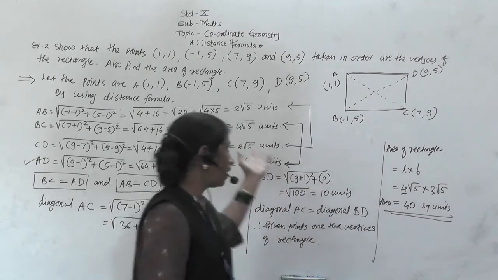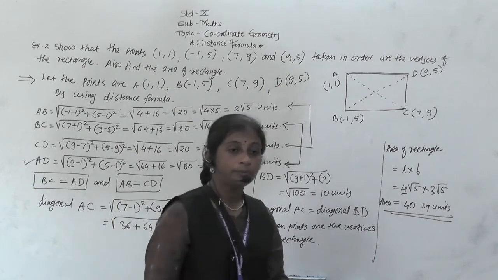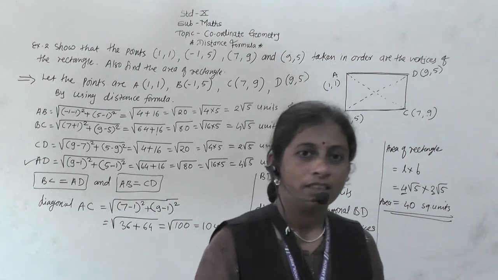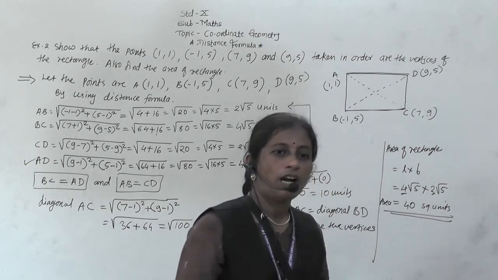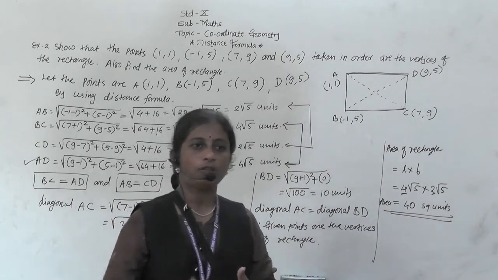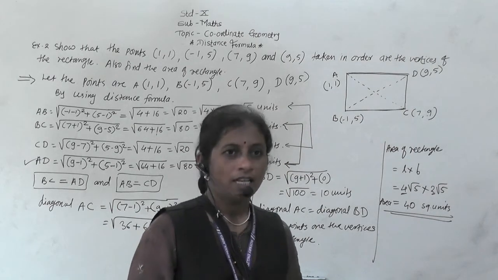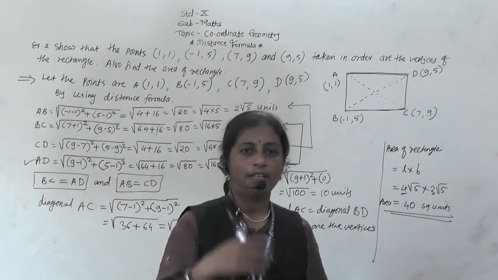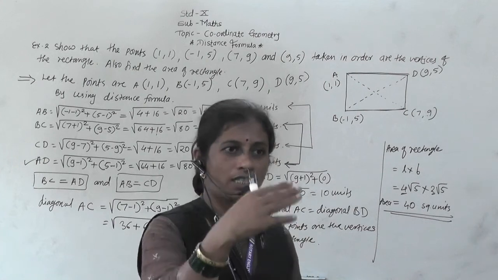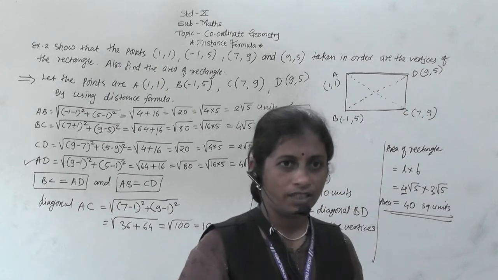So similarly, like this example, suppose the given points are of a square, a rhombus, or a parallelogram. Then we have to see the property. For a square, we have to show all the sides are the same and also the diagonals will be the same, right? Similarly for the parallelogram. And for the rhombus, what is the property? Yes, opposite sides are equal, meaning all sides are equal, and diagonals are equal, correct?